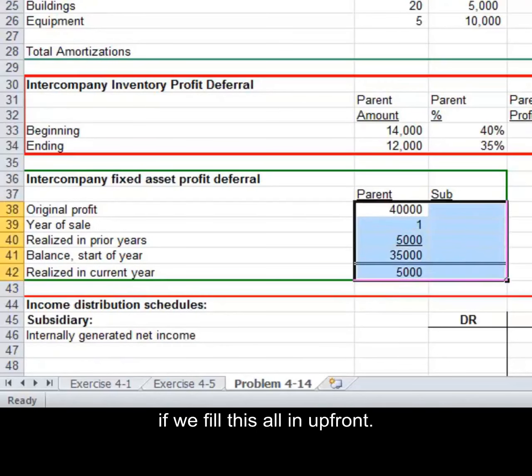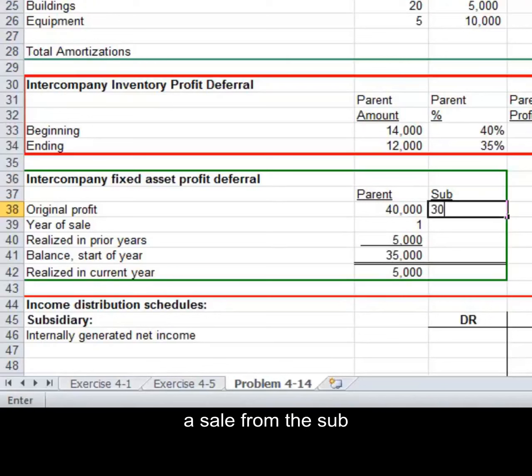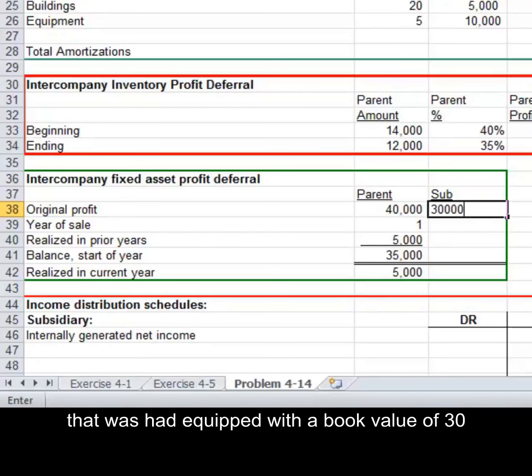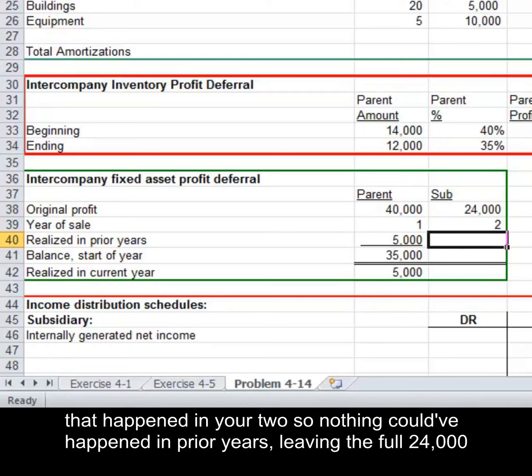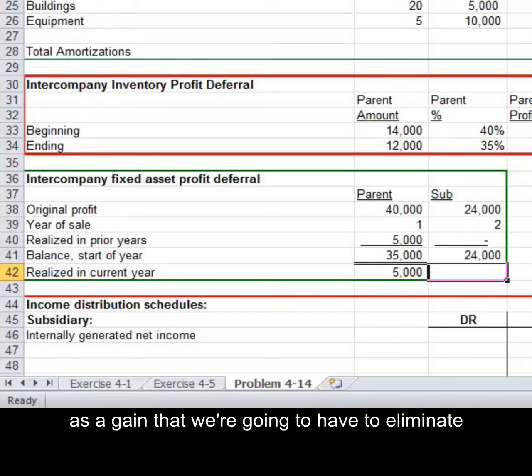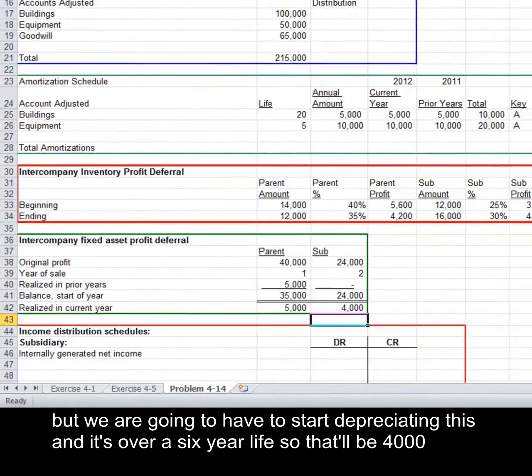There was also, in the next paragraph at the beginning of 2012, a sale from the sub that had equipment with a book value of 30, but it was sold at 54, so there was a profit of 24. That happened in year 2, so nothing could have happened in prior years, leaving the full 24,000 as a gain that we're going to have to eliminate. But we are going to have to start depreciating this, and it's over a 6-year life, so that'll be 4,000 a year for that.